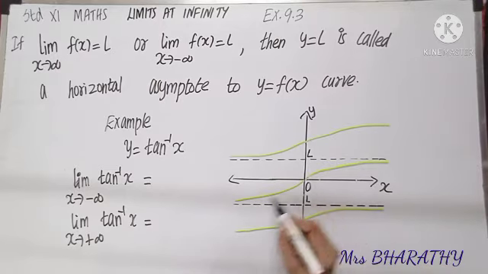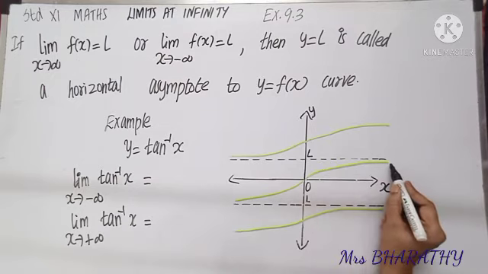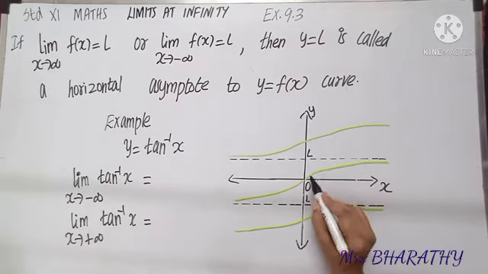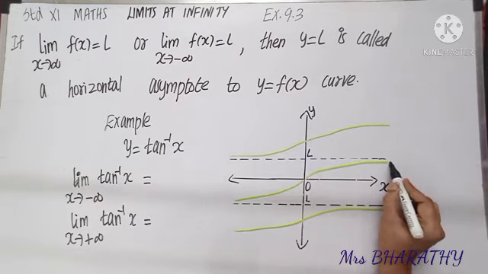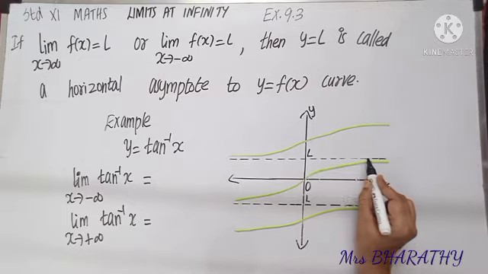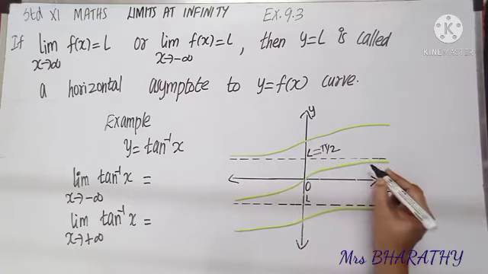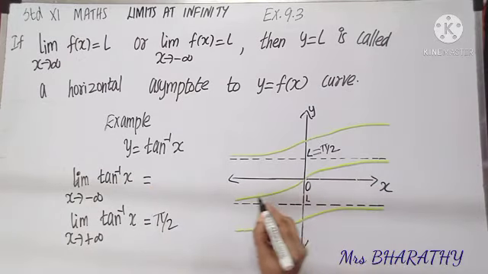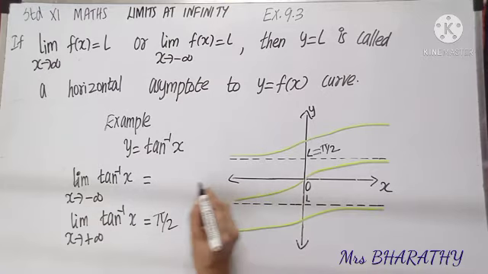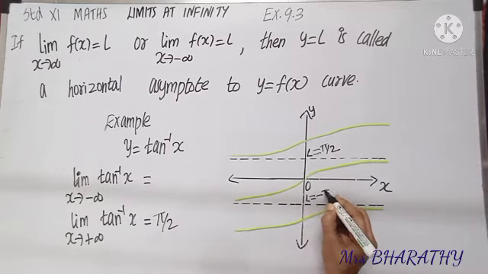Let us see this particular portion when x is tending to plus infinity. When x is tending to plus infinity, look at the limit value. Here it is tending to plus infinity. We check the value, which is pi by 2. So when x is tending to plus infinity, I get pi by 2. When x is tending to minus infinity, this side, it tends to minus infinity. The value of L is minus pi by 2.